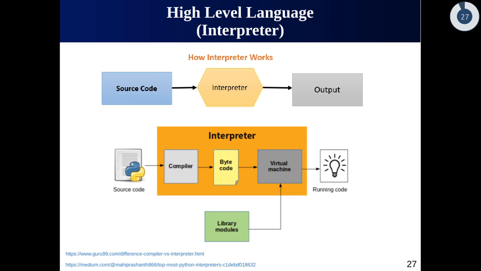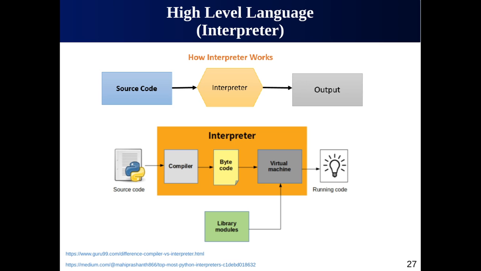And here is a graphical representation. We have a source code and then we have an interpreter which will translate the source code into an output, which is the machine language code or machine code equivalent version of the source code. So in between we have the interpreter which does the translation part for you.